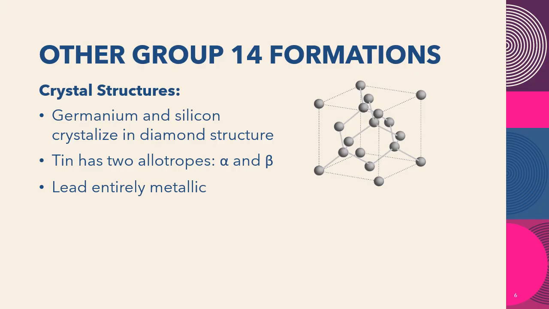Continuing on with formations, germanium and silicon crystallize in a diamond structure, similarly to carbon. Tin, on the other hand, has two allotropes, alpha, a brittle white powder, and beta, a silver metallic substance. Tin is entirely metallic in its behaviors.